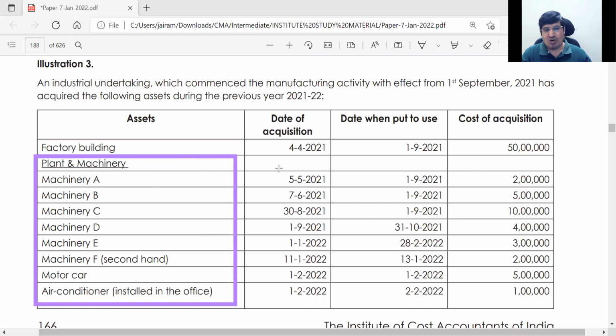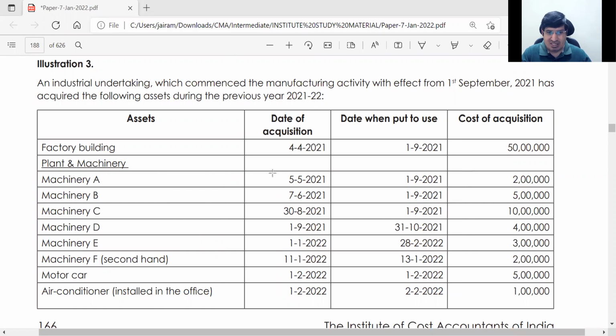Okay, whether half or full, we have to find out on the combination of these two dates, whether they get half or full. So in this case, just see this block. This block is put to use in 19. Okay, so in all these cases 100% depreciation. 15% of this value you will get in full.